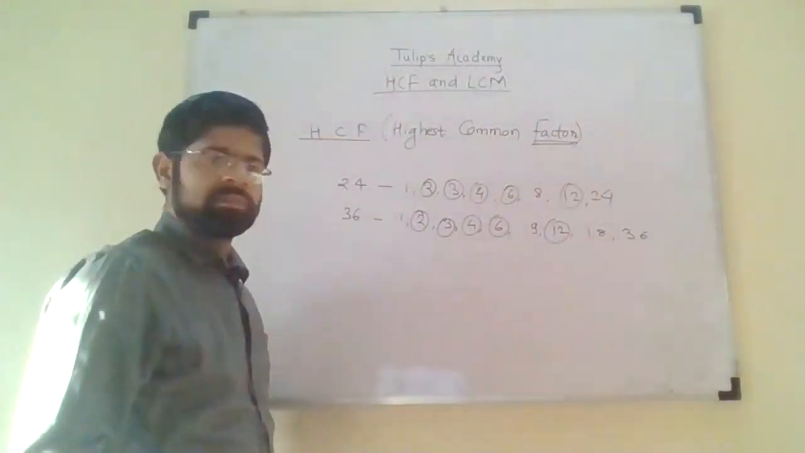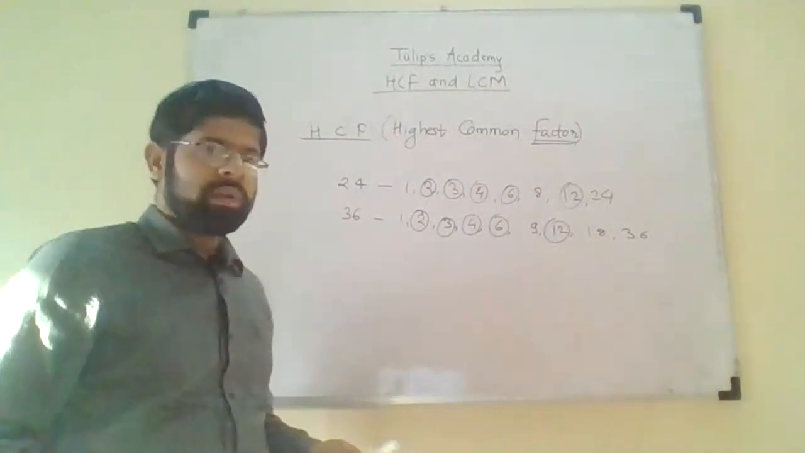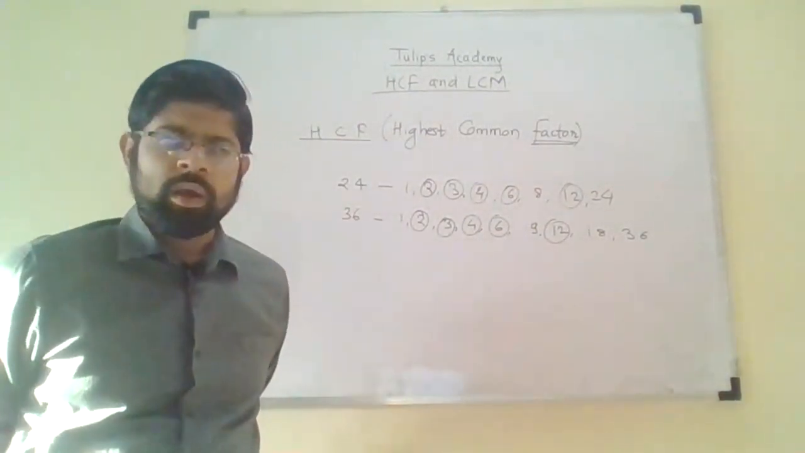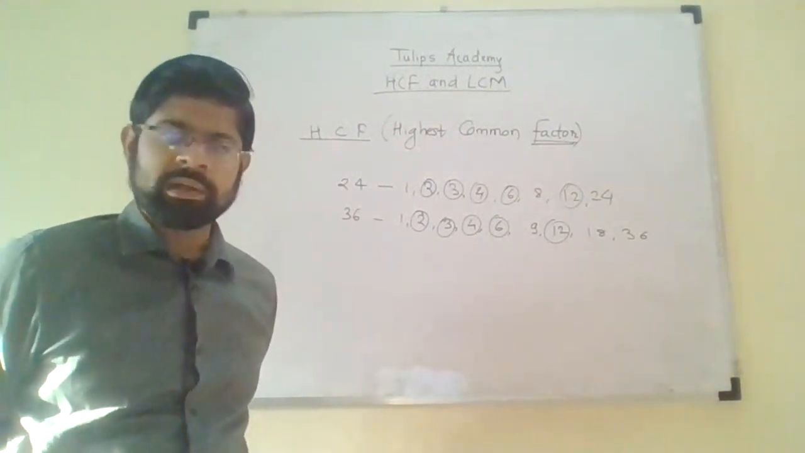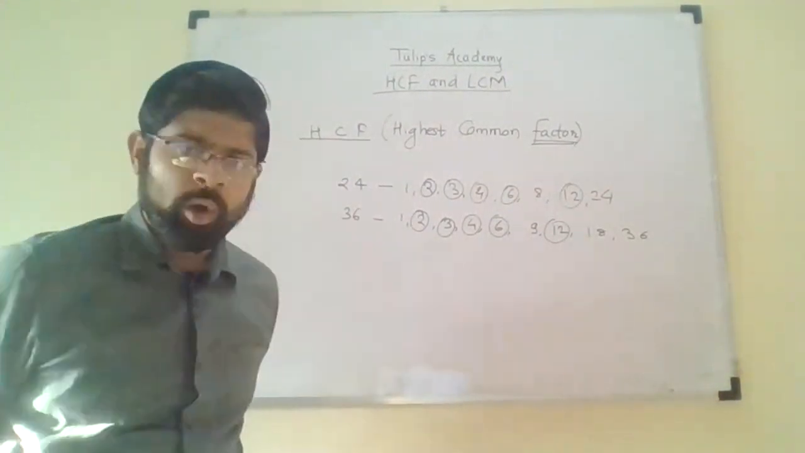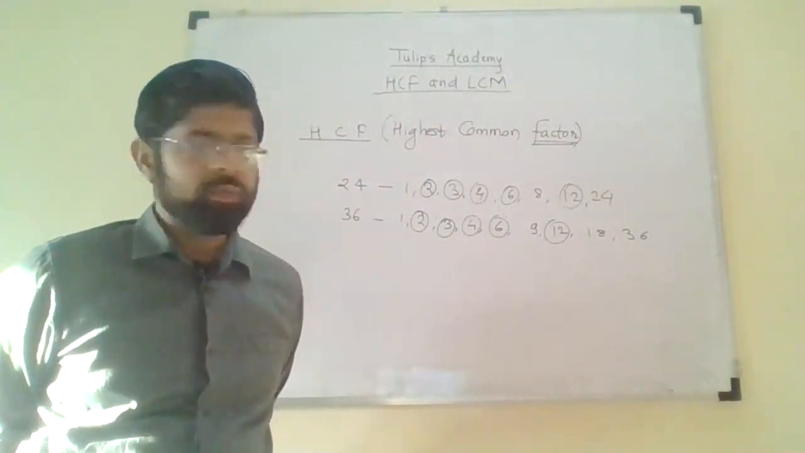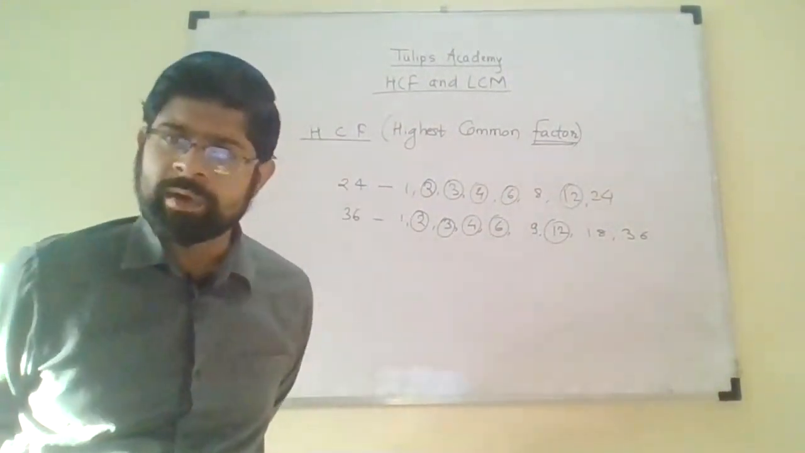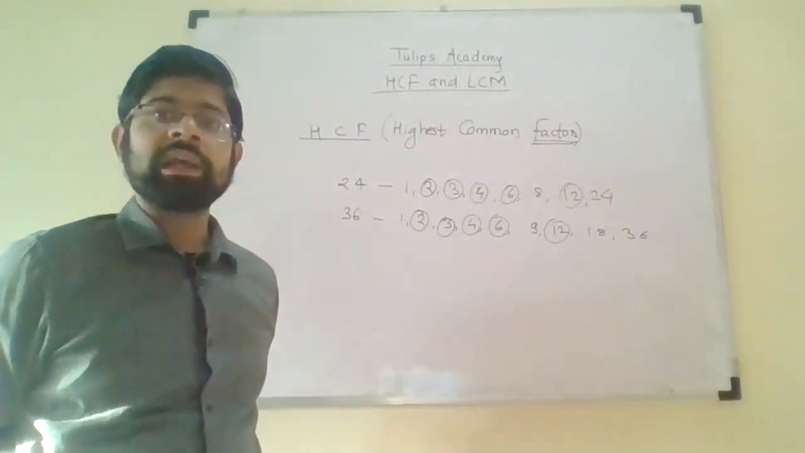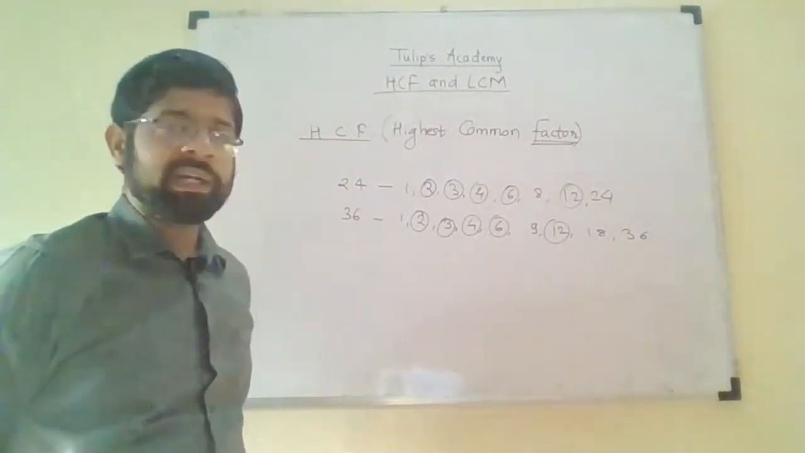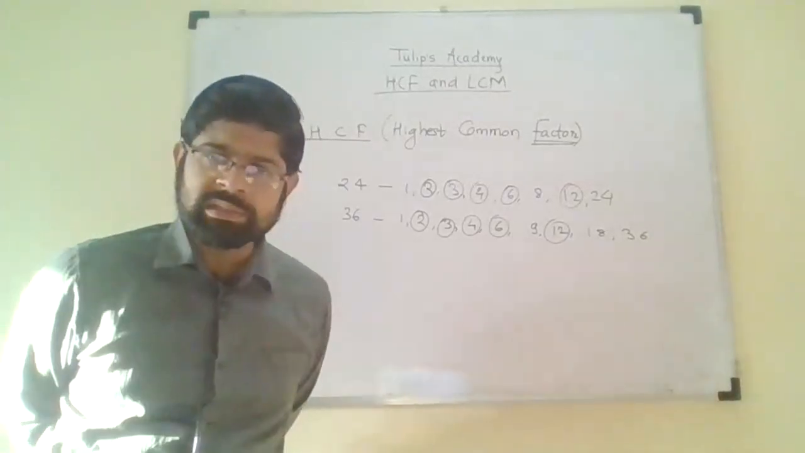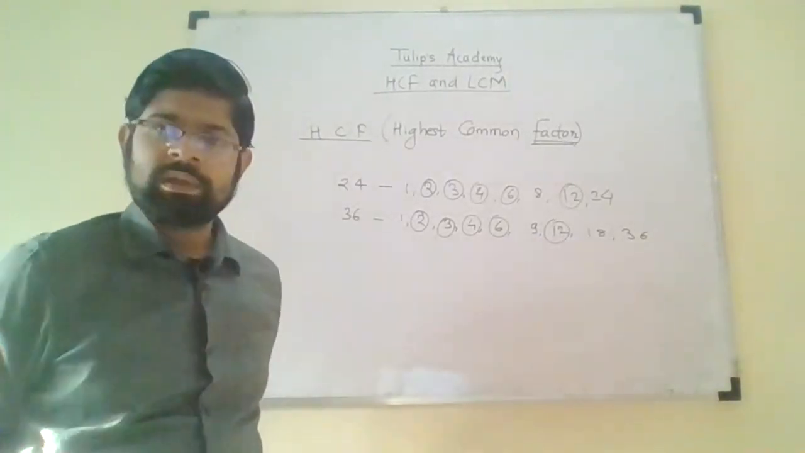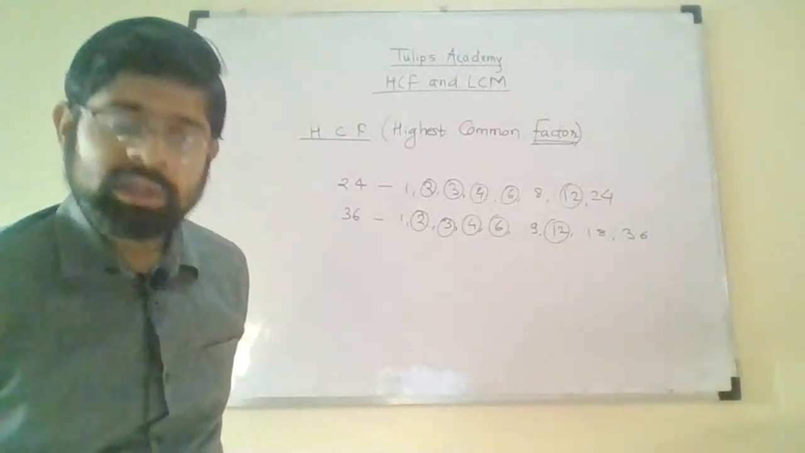Okay. Now, if you refer to these numbers, what is the highest number here? Because the name itself indicates it is the highest common factor. We have circled all the common factors. Now, what is the highest common factor? After circling all the common factors, the highest common factor is 12. Therefore, the HCF of these numbers is 12.